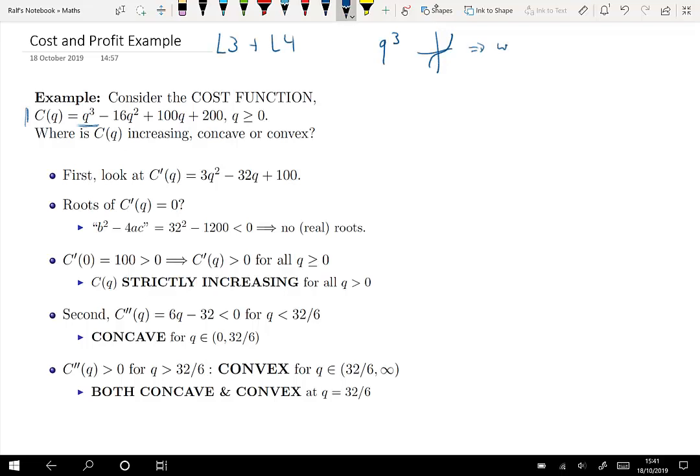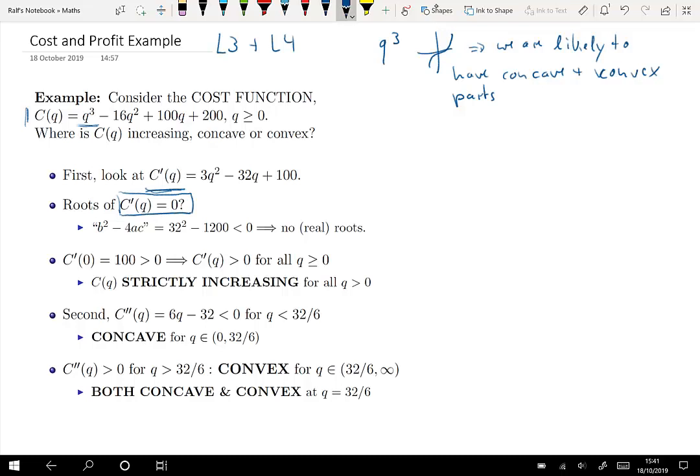So quite likely we are to encounter elements of this function or subdomains of this function where the function is either concave and perhaps another subset for the input q where the function is convex. Okay, and this is now the question. Find out where the cost function is increasing, where it is concave, and where it is convex.